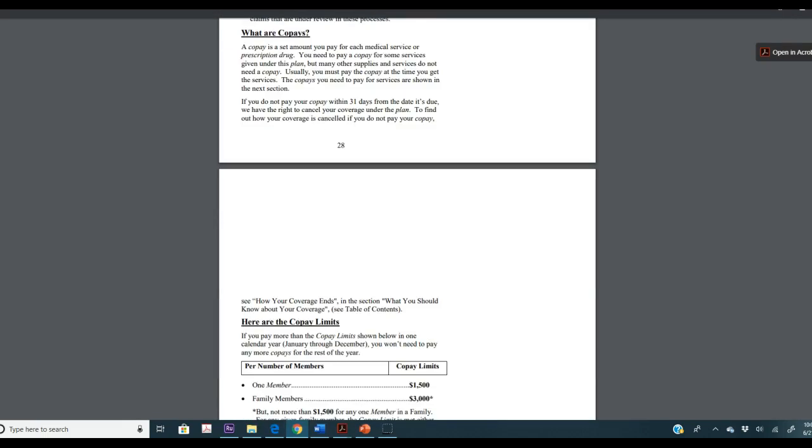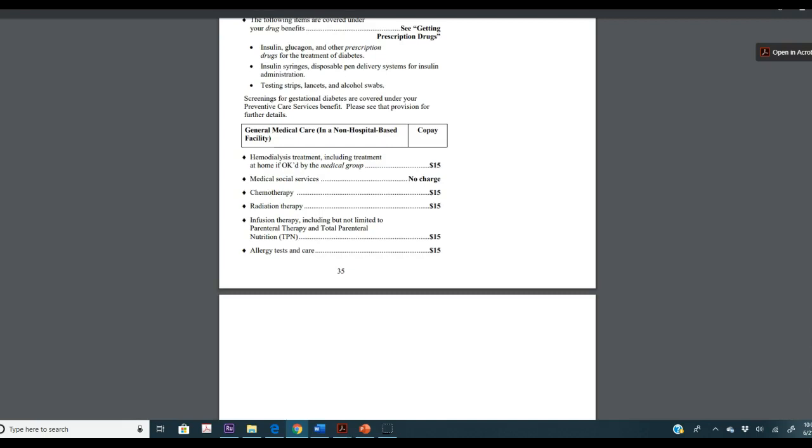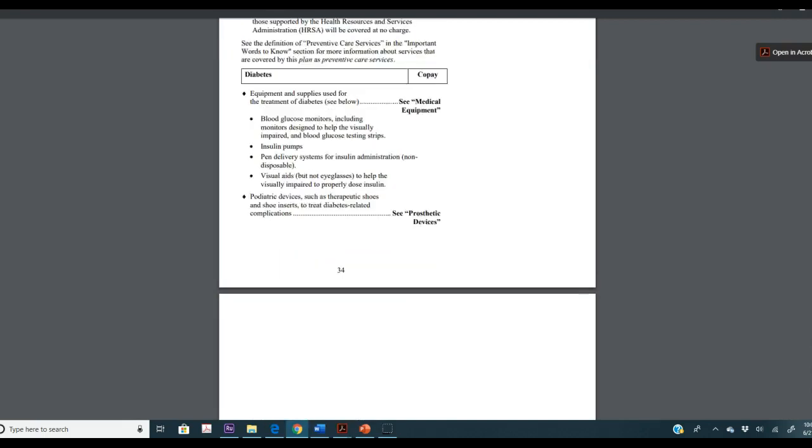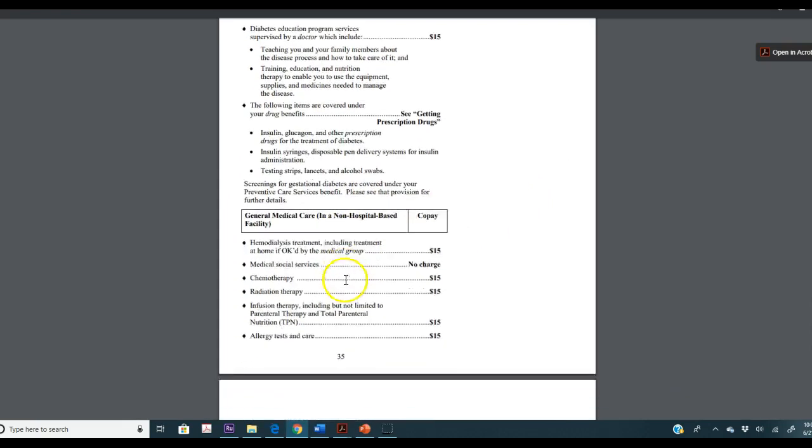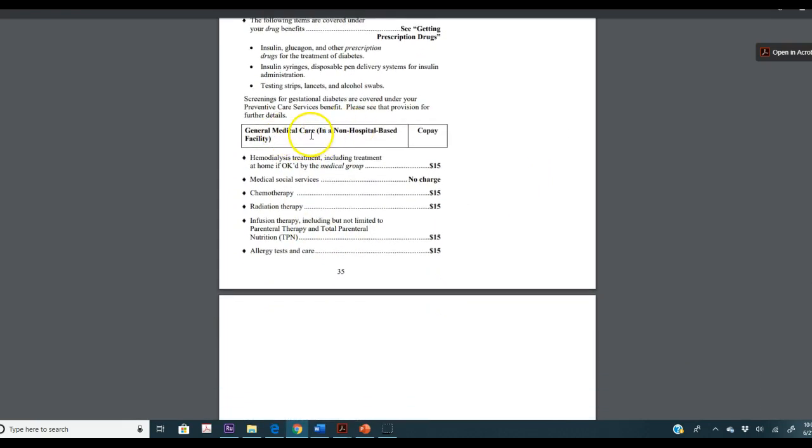These are usually commonly listed because they are pretty public knowledge, and so this is where you will find details about everything. So for example, here, if I was receiving general medical care in a non-hospital based facility, if I was getting hemodialysis treatment, including treatment at home, if okayed by the medical group, I would have a $15 copay. No charge for medical social services, $15 copay for chemotherapy, $15 copay for radiation, $15 for infusion. So it just goes on and on and on.